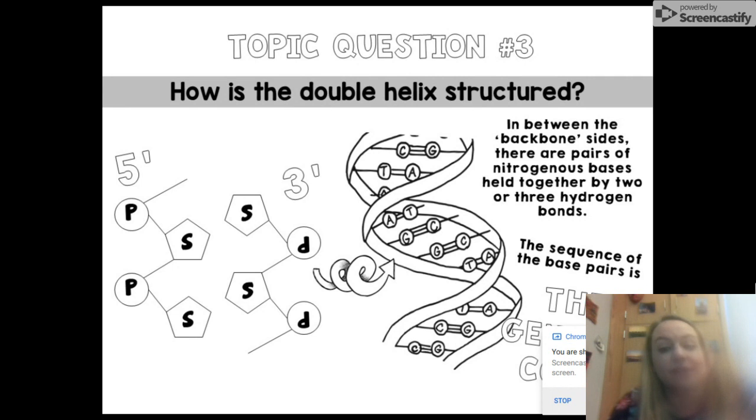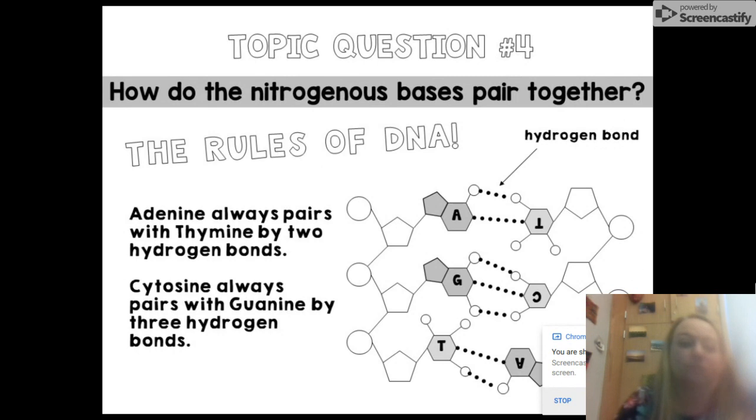And that is what makes you, not only what makes you human or your species, because every living thing has DNA, but it's what makes you different from your brother or your sister or your friend. It's what makes different hair color and eye color and all different kinds of things, different personalities even.